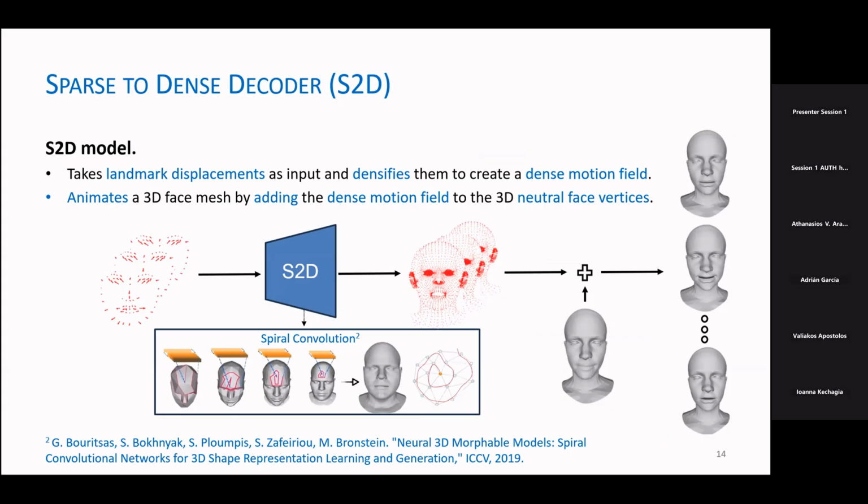The second part of our architecture is this decoder that, starting from the movement of the landmarks, reconstructs all the points of the face mesh. For this we use the spiral convolution, which is an effective way of performing a convolution using a spiral pattern around a central point. Using it we can pass from the landmarks to the entire face, and at the end we can add the neutral model and animate the movement.